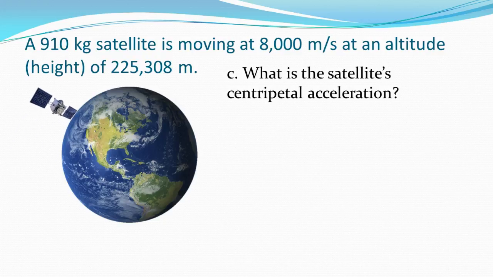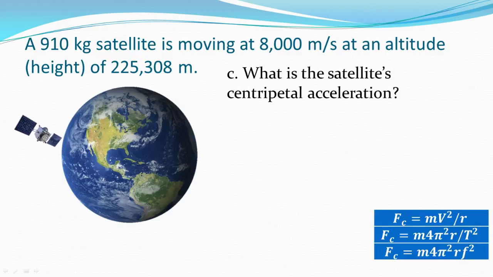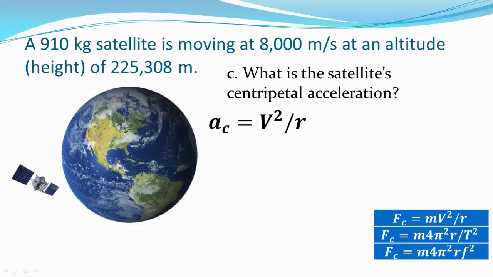What is the satellite's centripetal acceleration? Use the equations in the bottom right-hand corner. Remember, these formulas represent centripetal force. Centripetal force equations are just acceleration equations with mass. To begin this problem, I would select the proper formula. Since I have been given the satellite's velocity, I'm going to use the formula that involves velocity. I look at my formulas, I see m times v squared divided by r. I'm not going to include mass if I'm finding acceleration.